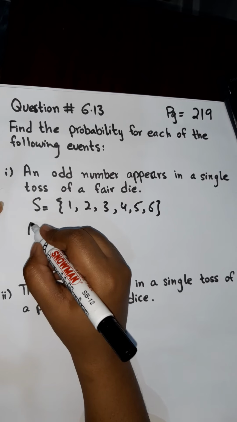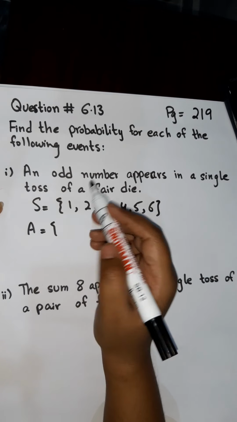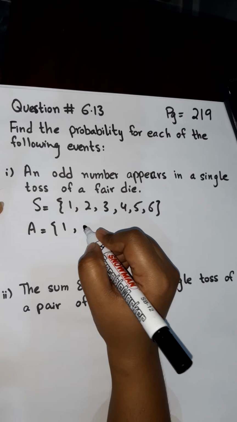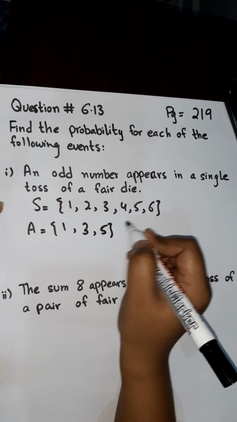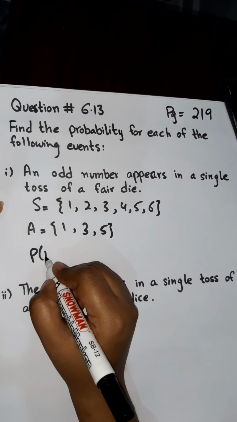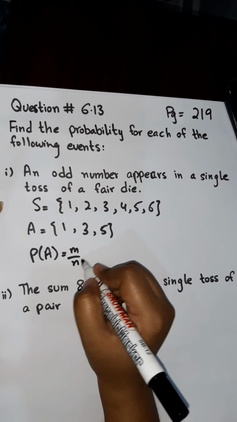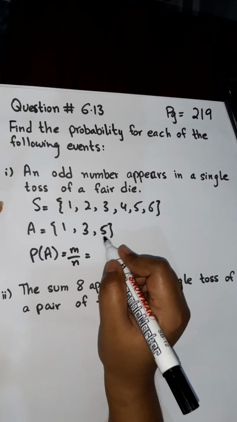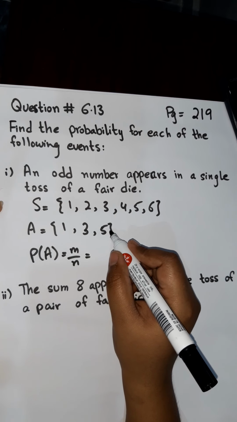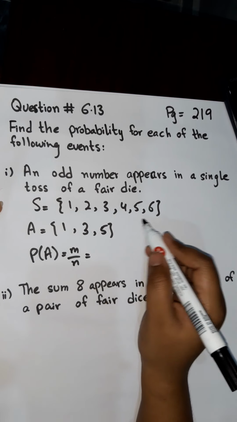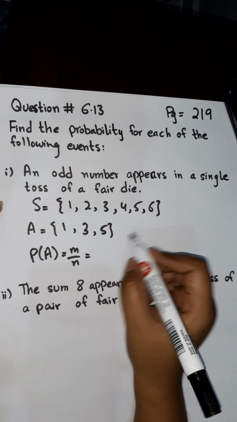And let's suppose event A represents odd numbers. Here 1, 3 and 5 are odd numbers. So what will be the probability of A here? It is m by n, where m is the number of outcomes in event A, and n is the number of outcomes in the sample space.